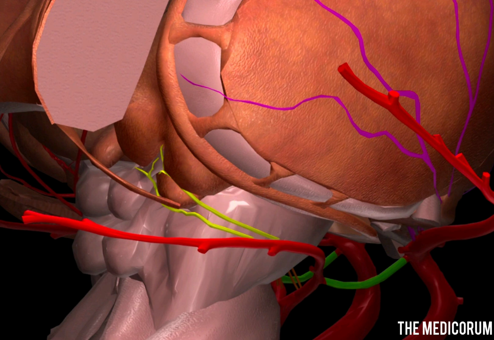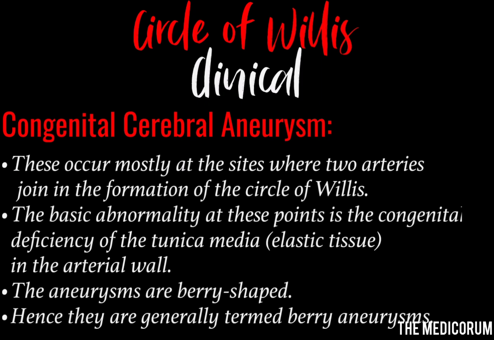Hence, we saw all the four branches given by circle of Willis. Coming on to the clinical correlation, the first clinical condition is the congenital cerebral aneurysm. This mostly occurs at the site where the two arteries join in the formation of circle of Willis. The basic abnormality at this point is the congenital deficiency of tunica media, which is the elastic tissue present in the arterial wall. Hence, it is congenital cerebral aneurysm. The aneurysms are mostly berry-shaped. Hence, it is also known as berry aneurysm.